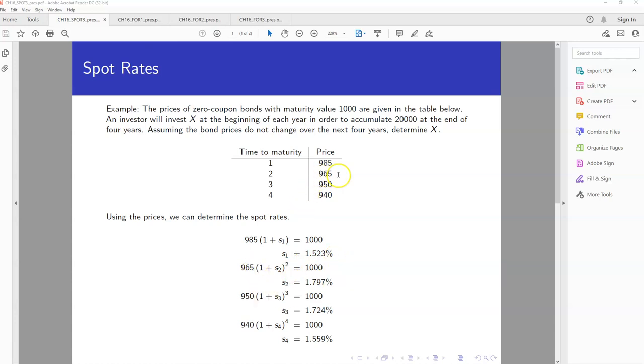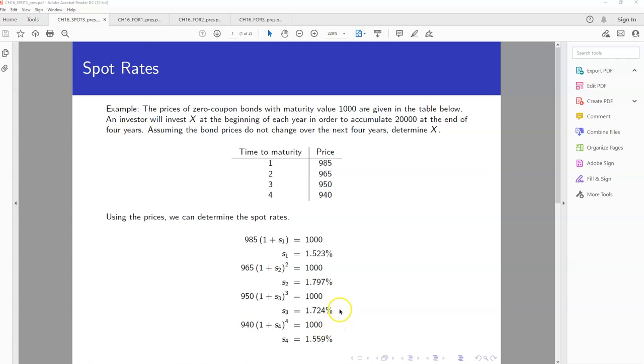Here, I know what the price is for a 2-year zero coupon bond that matures for 1,000. I know I need to use this 2-year spot rate, and this is the accumulation factor, and again I need to square it because I have it for 2 years. So this gives me the 2-year spot rate. And then we do the exact same computations for the 3-year spot rate and the 4-year spot rate.